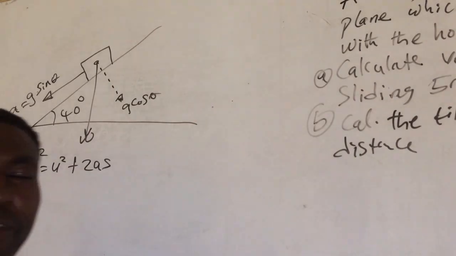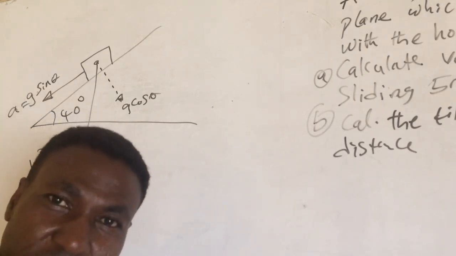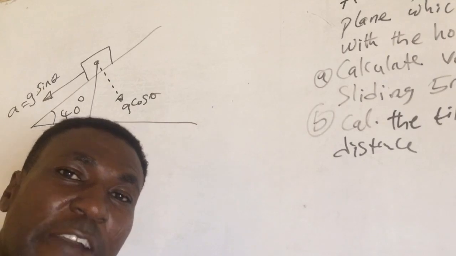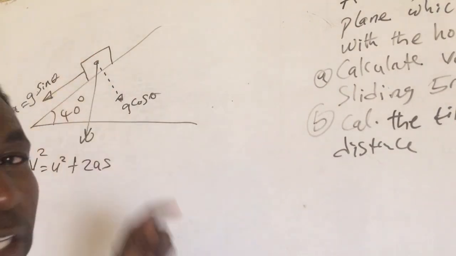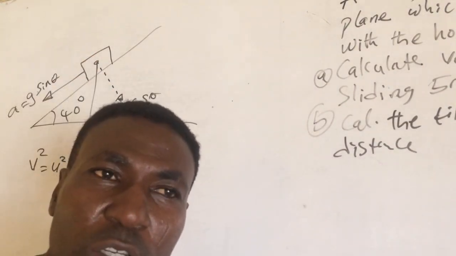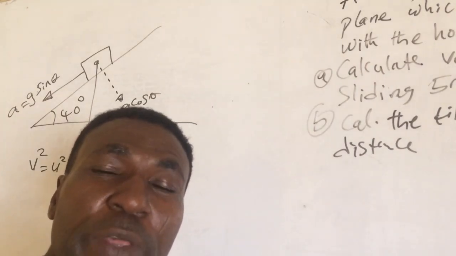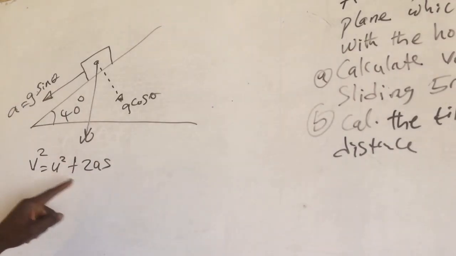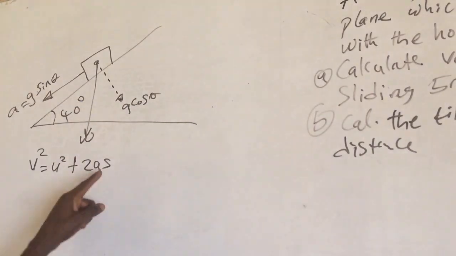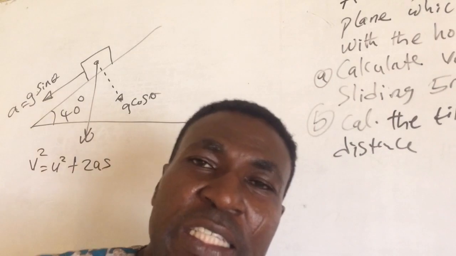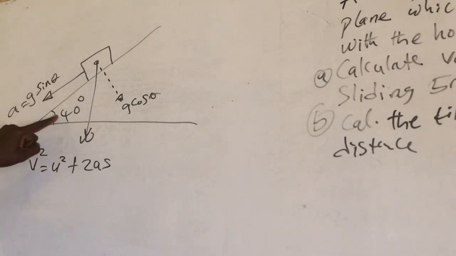Here v is the final velocity, that is the final velocity after sliding down 5 meters. Then u is the initial velocity. There was no velocity until gravity began to act on it and it tried to slide down, so the initial velocity u is 0. Then g is the acceleration due to gravity, and s is the distance it has traveled. Now we will replace our acceleration with this one, considering the inclination.